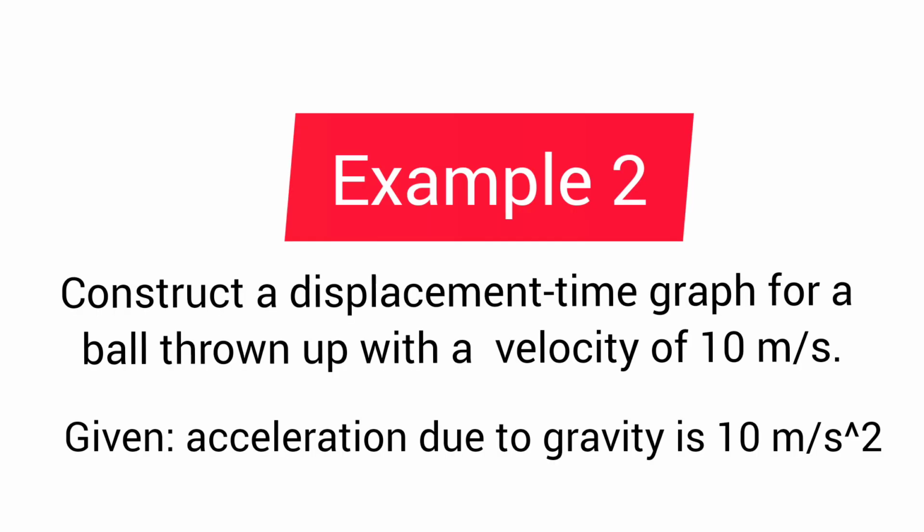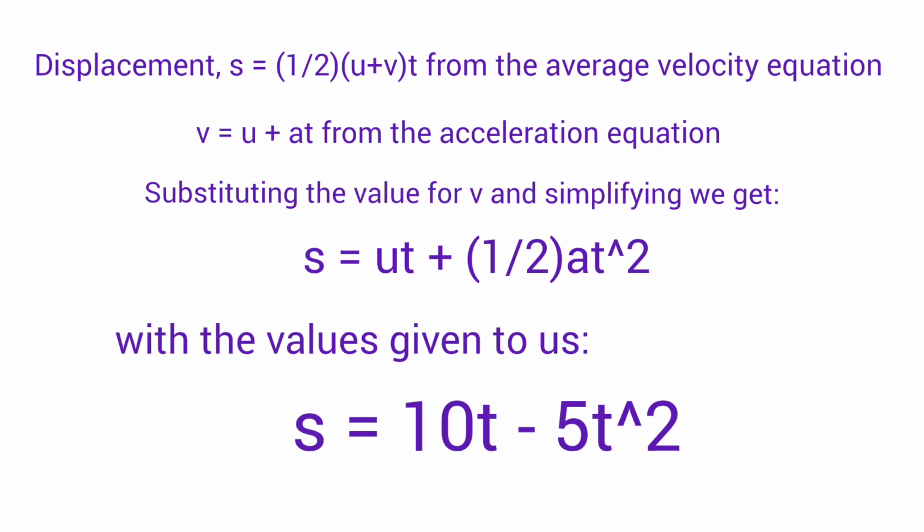Let us look at another example. This one involves constructing a graph. Construct a displacement-time graph for a ball thrown up with a velocity of 10 meters per second. To begin with, we find the relationship between displacement and time. We use the average velocity equation and the acceleration formula to get the displacement-time equation.